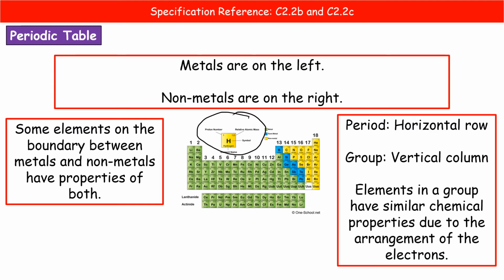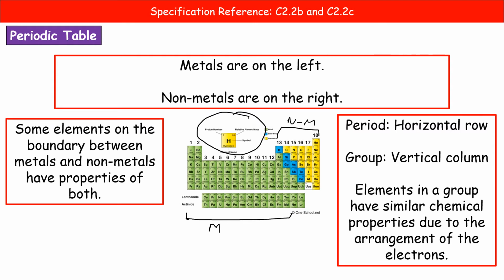So, key things about the periodic table. First one, metals are on the left-hand side. So this is all a lovely metal section. So all the metals on the left. On the right-hand side are the non-metals. So non-metals on the right, metals on the left. What we do have, and you can see it in the little blue coloured bits here, are some elements that sit on the boundary between metals and non-metals. And the reason we've coloured those blue in this little diagram is because they actually have properties of both metals and non-metals. So they're a bit quirky, if you like.